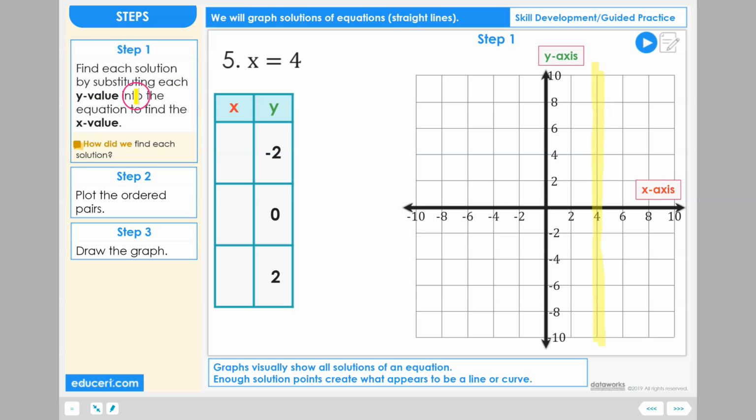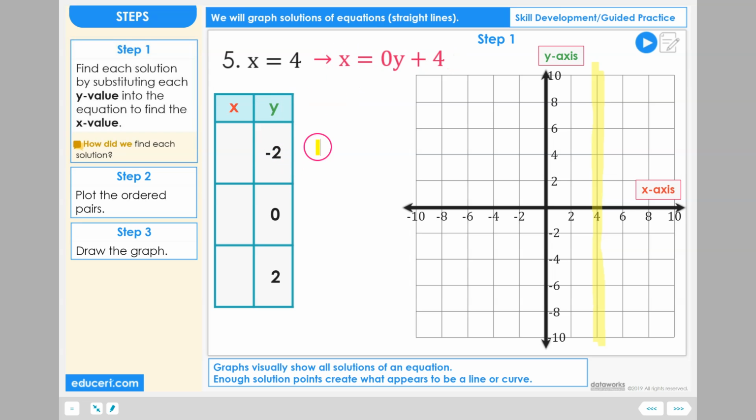Step 1. Find each solution by substituting the y value into the equation to find the x value. We're going to rewrite our equation to now show a y variable, but making sure to not change our equation, we're going to multiply 0 times the y variable. Let's begin with y equals negative 2.